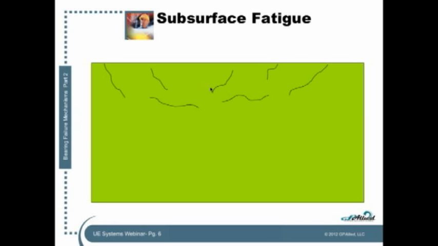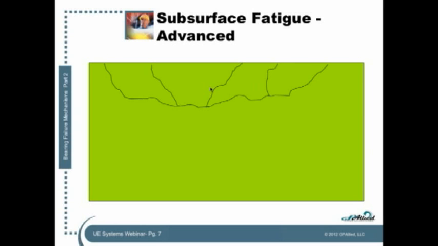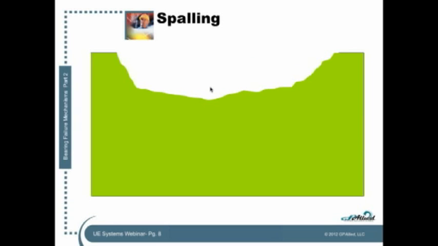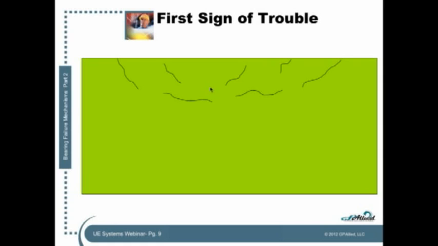Now, what we know is if we leave this subsurface fatigue, those cracks will propagate and eventually connect, and if we continue to leave it, that big chunk pops out. Now we've moved from subsurface fatigue to what is called spalling. So our first sign of trouble is this subsurface fatigue. Since we're talking about failure propagation in the bearing, this is the very first sign of trouble. This is where the bearing defect begins.